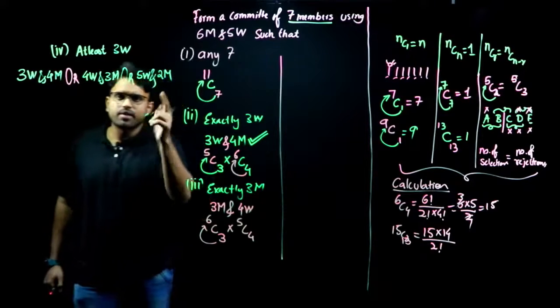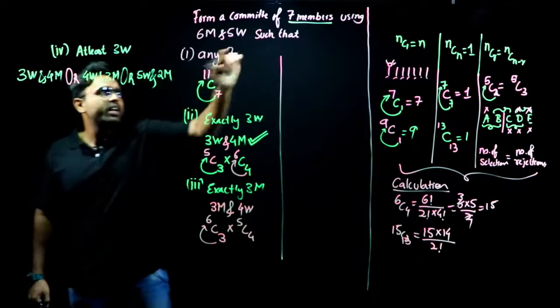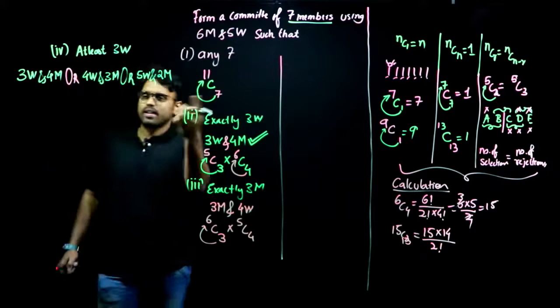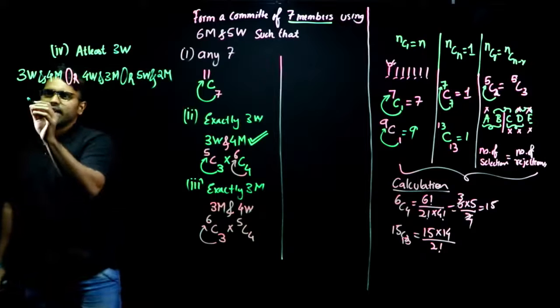Now, should I move any further? No, I should stop. Why? Because there are only 5 women with me and I have to stop at 5. Rest is what? Rest is numbers. Numbers are easy. Let's go deal with it.